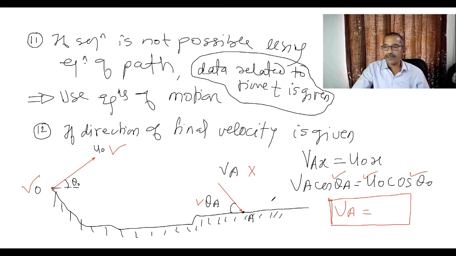So what is important? If the direction of final velocity is given, then equate the horizontal components, VAx equal to U0x. We equate horizontal components of velocities to get the final velocity of the projectile. In one step, we get the solution of the problem. Right. Now, next important point.